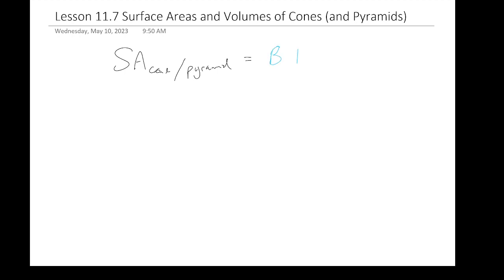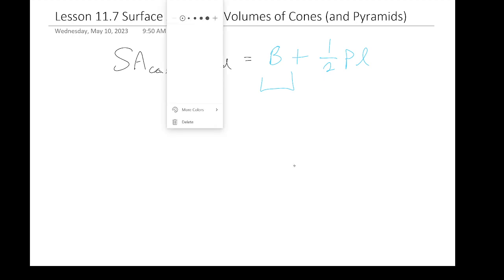And then what we're going to add is 1/2 of the perimeter times L. I can show you guys effectively a shorthand proof for the formula in person. So this is how this is reconciled here. This is effectively for a pyramid. B is referring to the base area. So it just depends on what our base is.